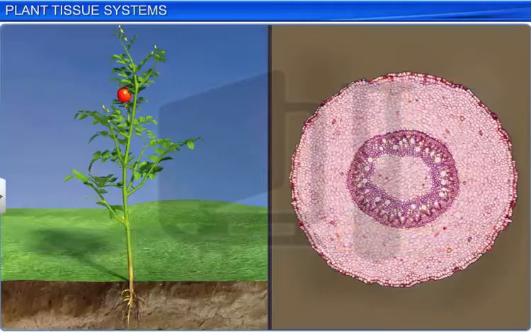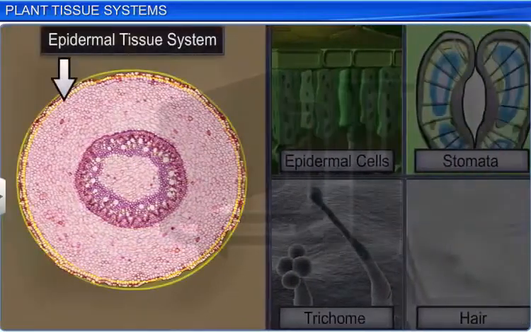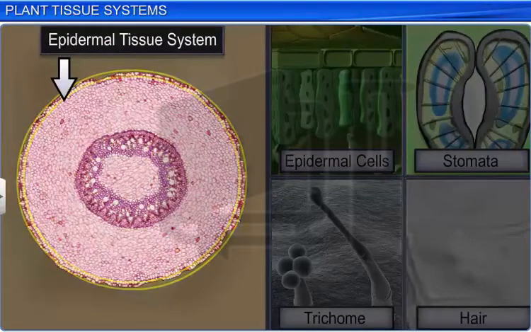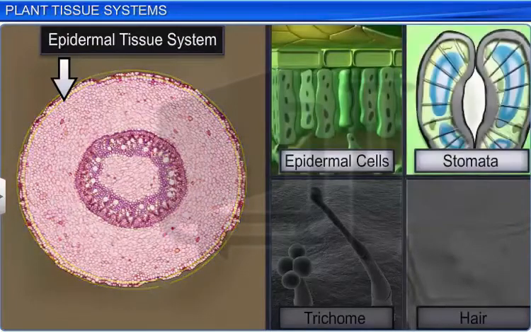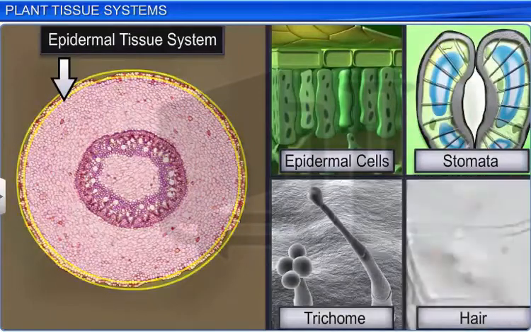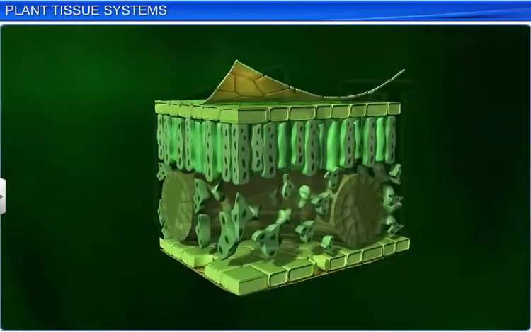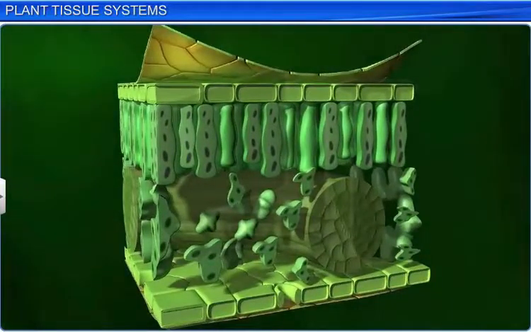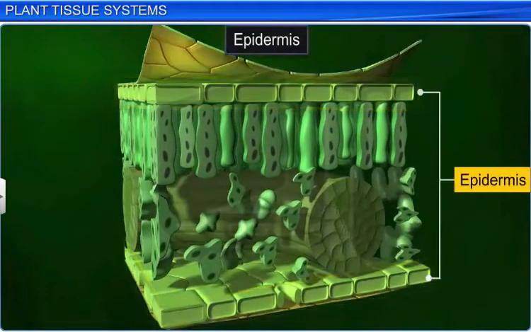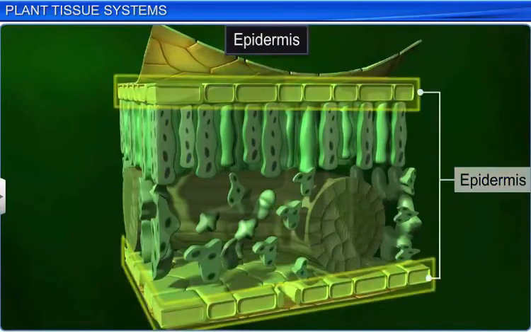Let's begin by studying the epidermal tissue system. As the name suggests, this tissue forms the outermost covering of the plant body. It consists of epidermal cells, stomata, and epidermal appendages, including trichomes and hairs. Epidermis refers to the outermost layer of the primary plant body. It is a continuous layer of elongated and compactly arranged cells.